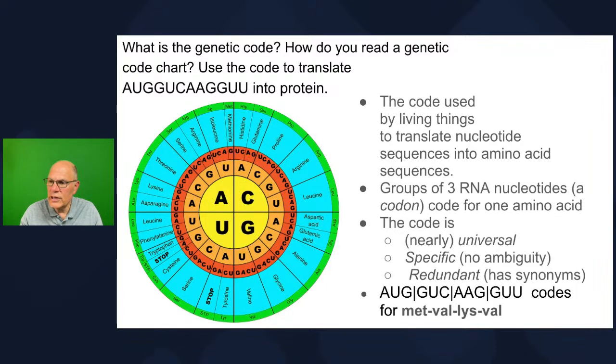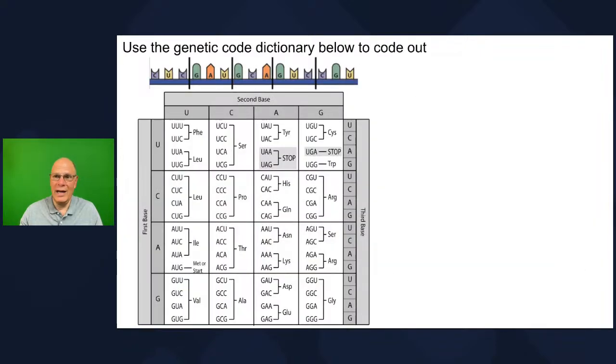So here's the solution to this problem. AUG, GUC, AAG, GUU, those RNA codons code for methionine, valine, lysine, and valine. And just to be clear, spend no time memorizing the genetic code. No, no, no, no. You will always be given the genetic code. I think it's more likely that you'll be given a rectangular code, a tabular code, as opposed to one like that.